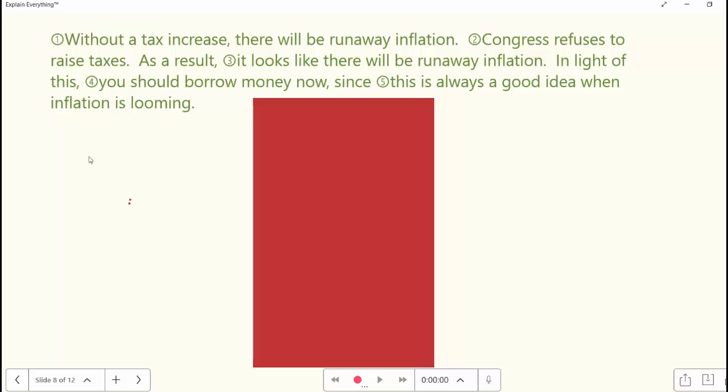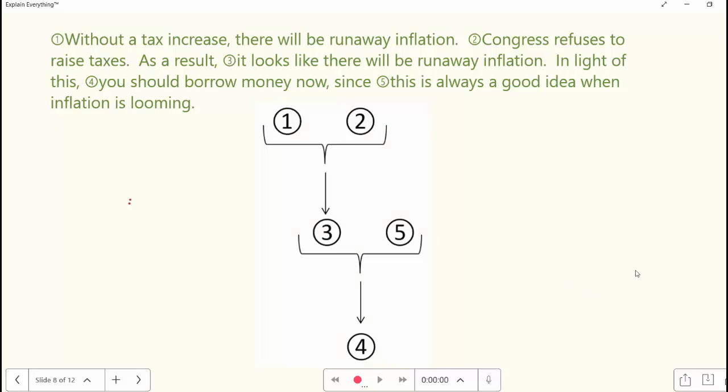Okay, let's take a look at how this argument is to be diagrammed. It should be diagrammed in the following way. And let's take a look at why that's the case. So our argument says without a tax increase, there will be runaway inflation. And the second statement says Congress refuses to raise taxes.